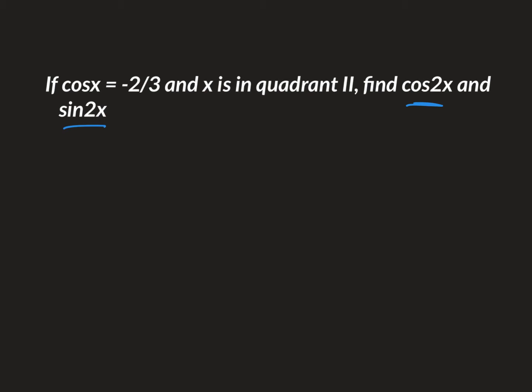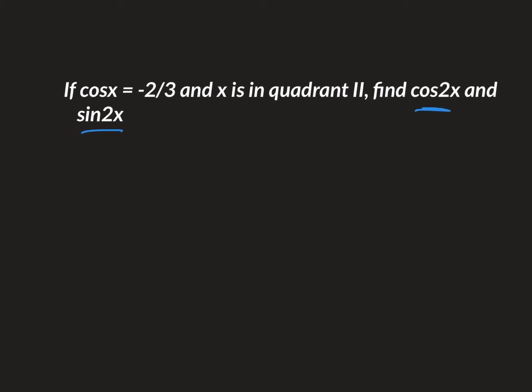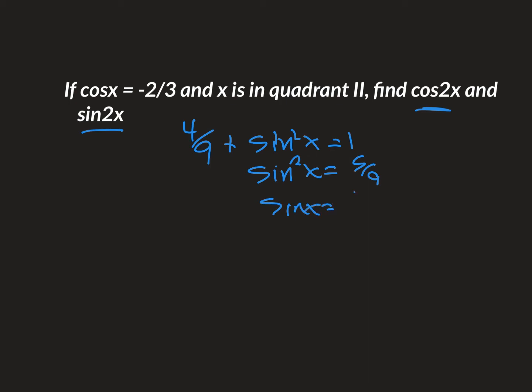So remember, cosine squared plus sine squared is 1. So if I square negative 2/3, I get 4/9 plus sine squared equals 1. If I move that 4/9 over, I get 5/9, and then take the square root, I get plus or minus square root of 5 over 3. Now, it tells me it's in quadrant 2. Because it's in quadrant 2, sine is positive. So even though I put plus or minus there, I'm really going to use positive square root of 5 over 3 for sine.